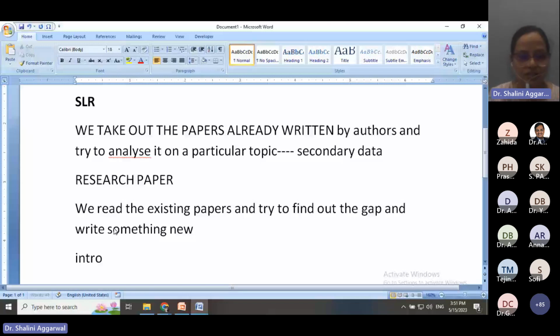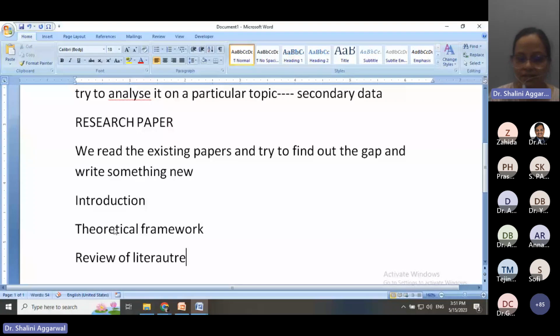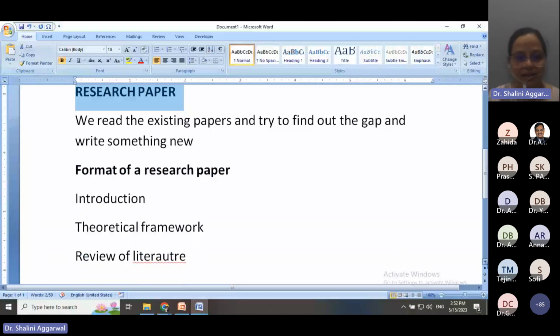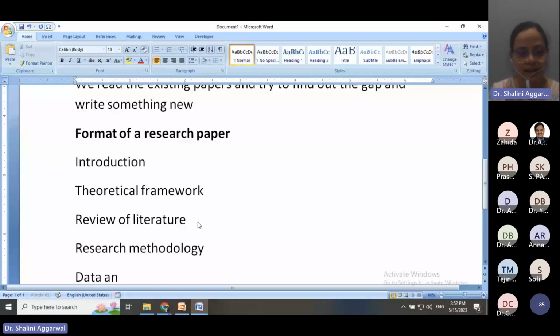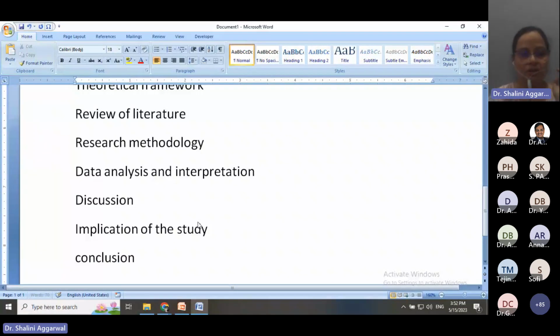Let me take you to this. First is the introduction. Second is the theoretical framework. Next is review of literature. What is the format of a research paper? There is an introduction, a theoretical framework, then review of literature, then research methodology, data analysis and interpretation, then discussion, then implications of the study, and then conclusion. So this is the format of a research paper.